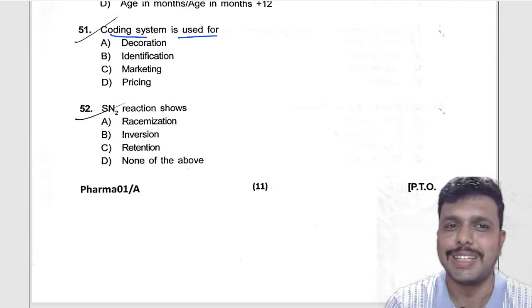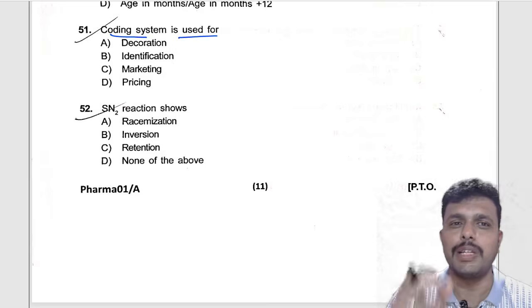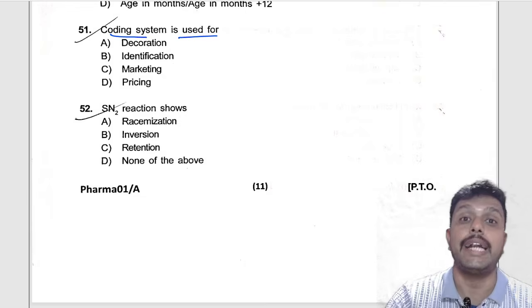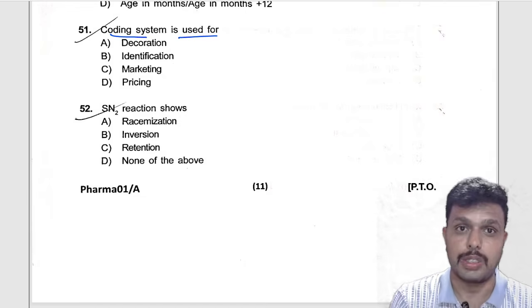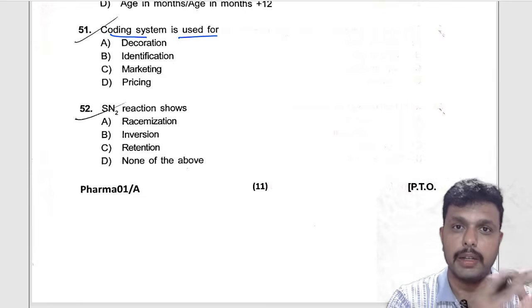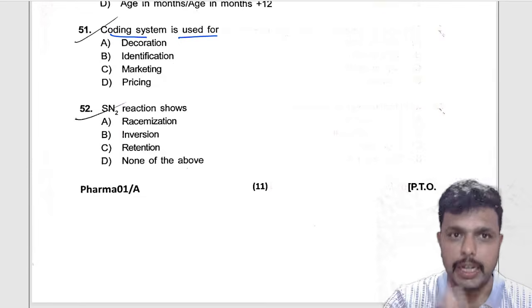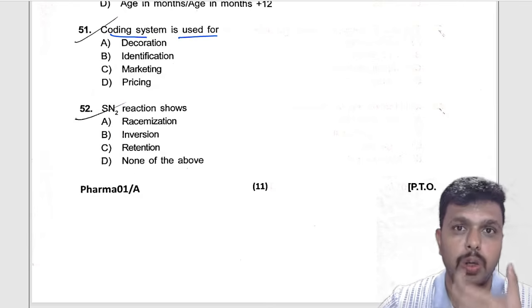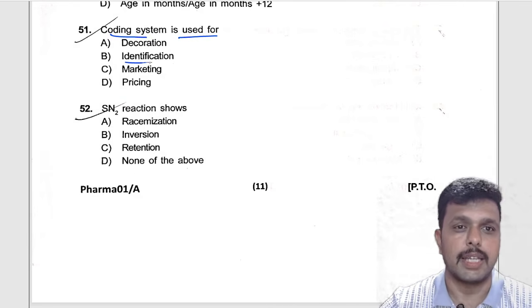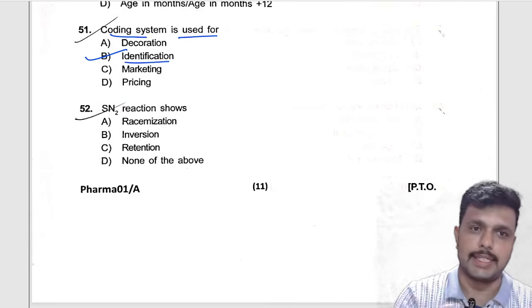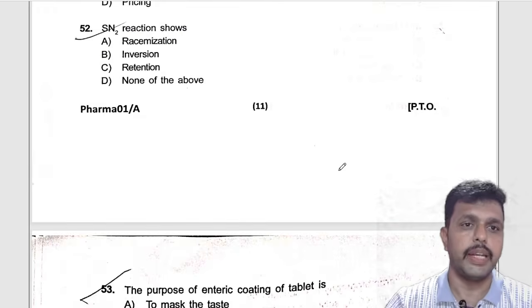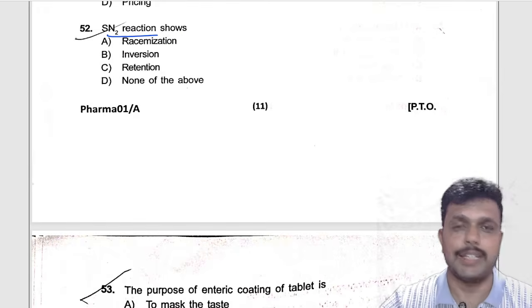The answer is in the question itself. We specially use a coding system for identifying the different products. What are the products we keep in our shop? For identifying those products, we use a coding system. Identification is the correct answer. Option B is right.